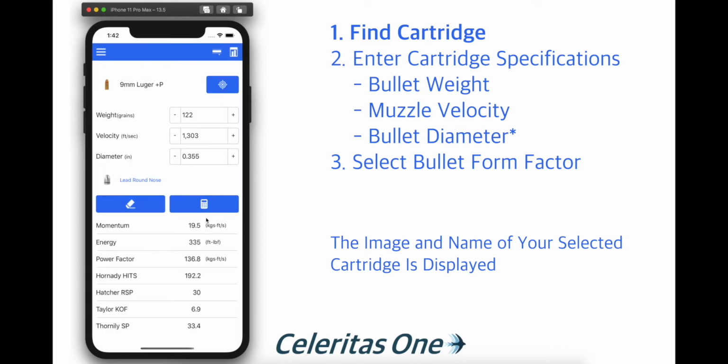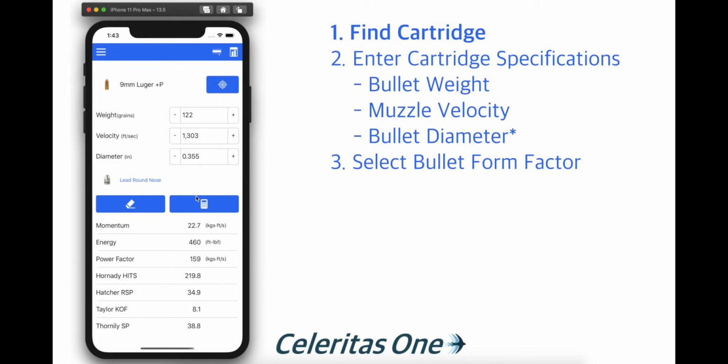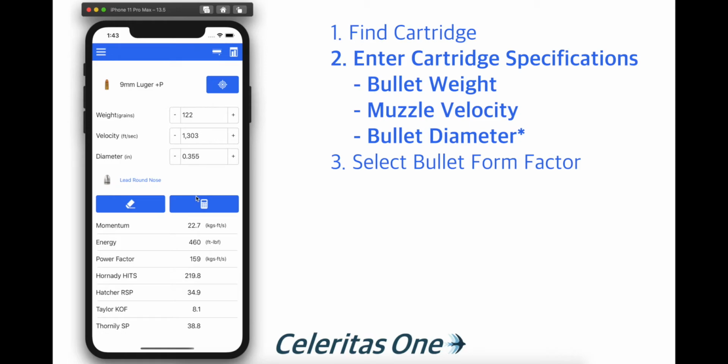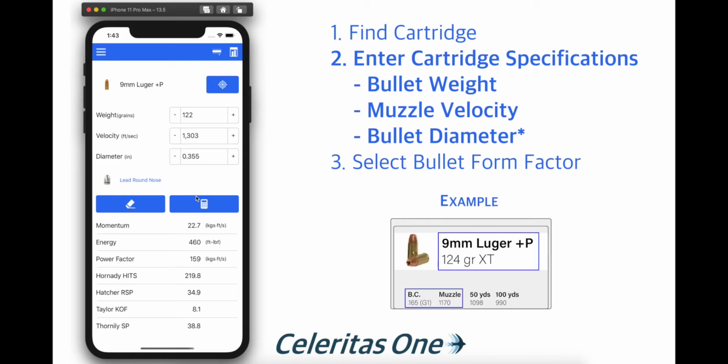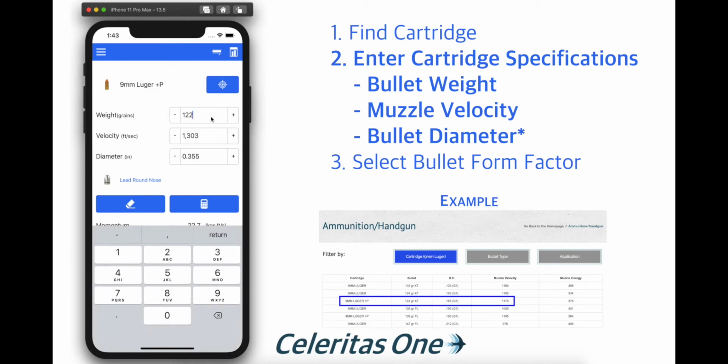and its name and bullet diameter, plus the average bullet weight and muzzle velocity as calculated from PowerAtTarget's extensive ammo database. You can find the cartridge specifications from either the side or back of the box of ammunition you purchased, or from the vendor's website. Now I'll enter this cartridge bullet weight and muzzle velocity.